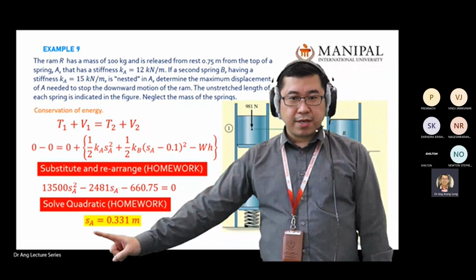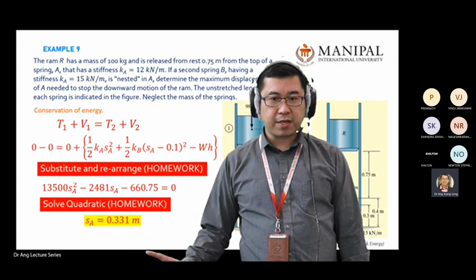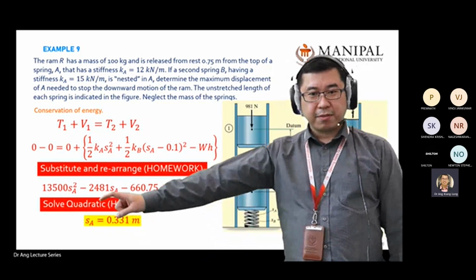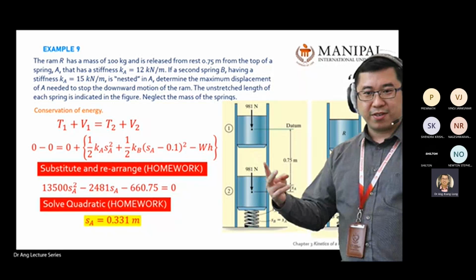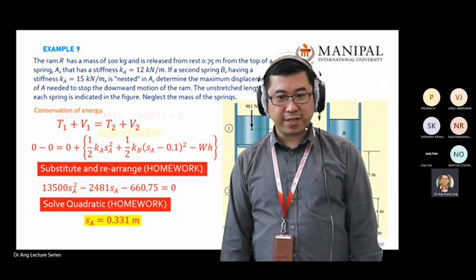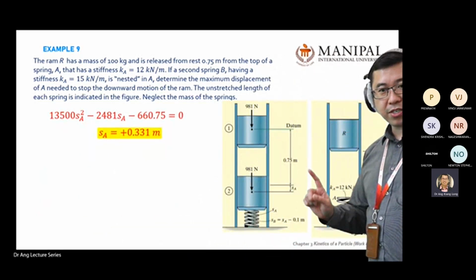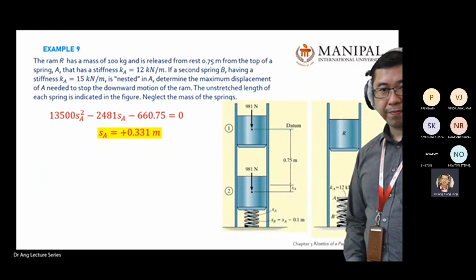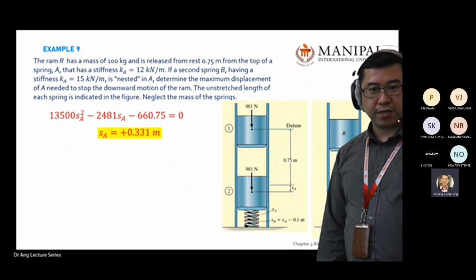Okay, SA equals 0.031 meter. Why do I pick the positive? Because when you take the square root, you have two roots. One is positive, one is negative. Why do I pick the positive? I pick the positive because it matches the scenario of our case. Our SA is moving downward, positive.